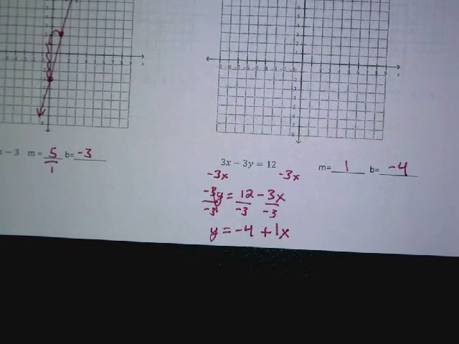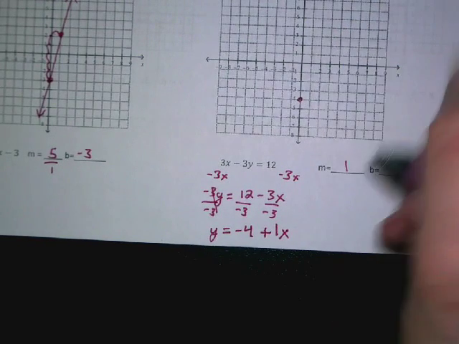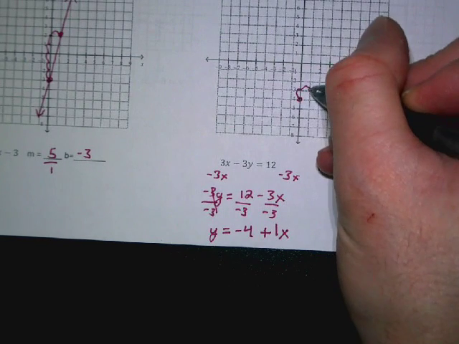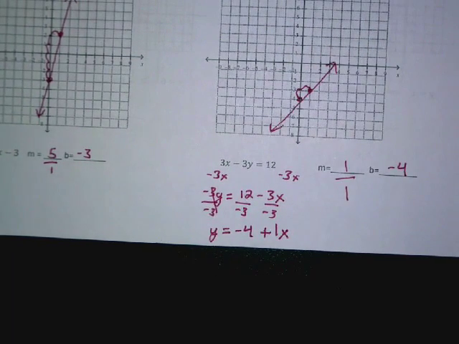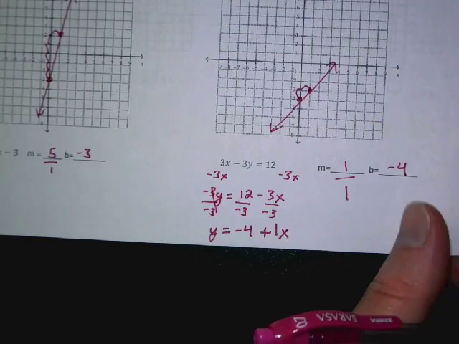We can't graph it until we get that in slope-intercept form, just like that. So we put a point at negative 4, slope of 1, that's 1 over 1, positive, so we go up 1, right 1. So there would be the graph of that line. So it is a little more work when you have to solve for y first, but it is a necessary part to be able to get it in slope-intercept form in order to graph it.